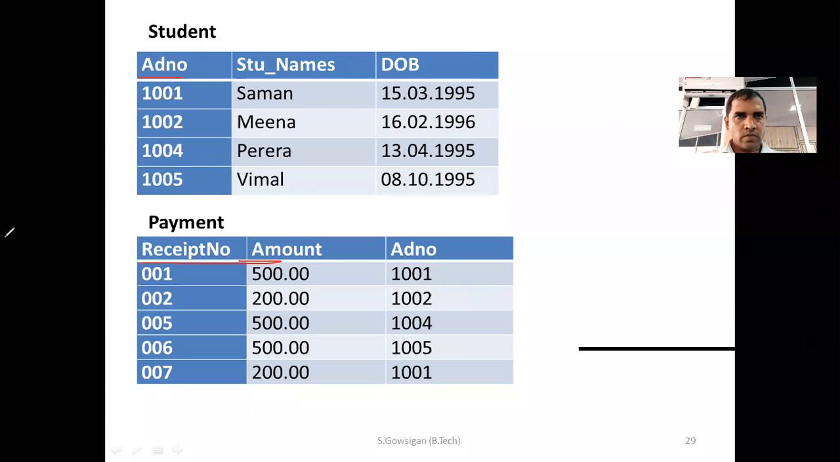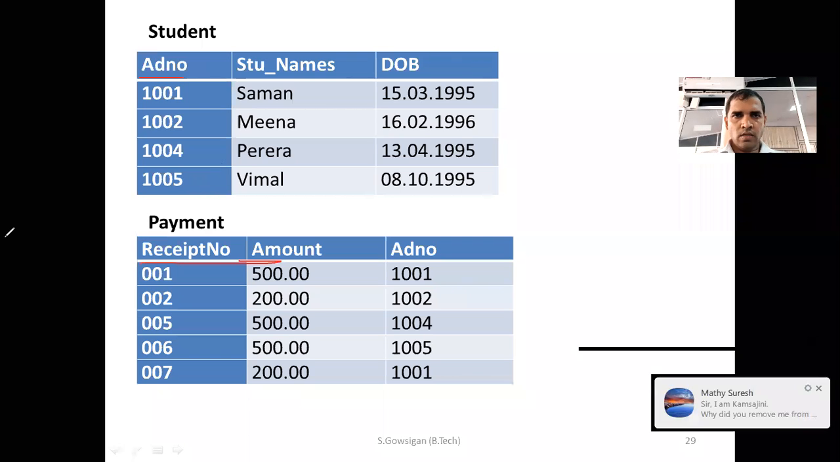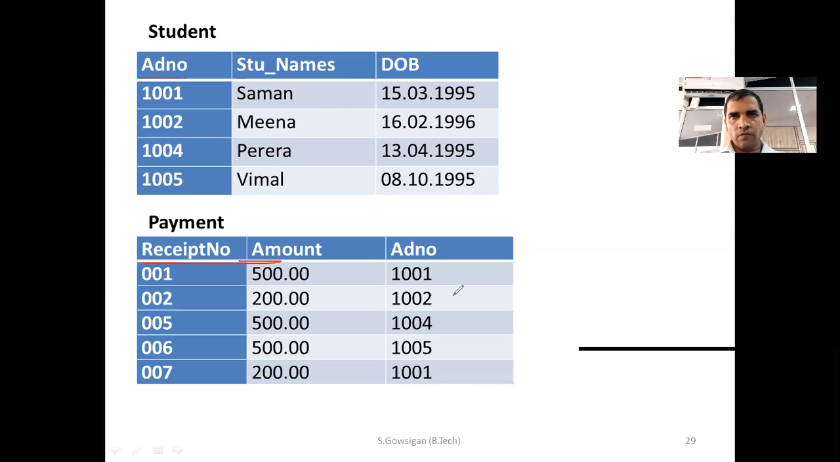Sharuja S. Sharuja S. What is the foreign key of this table? You have two tables on the screen. Tell me a foreign key. Sharuja is absent, right?